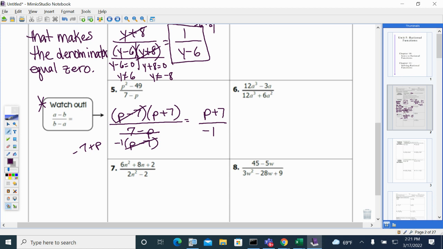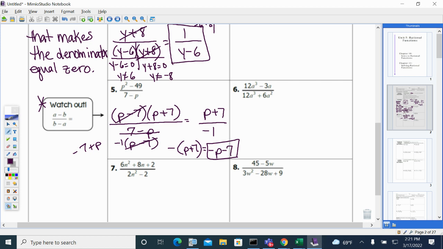And I don't like negatives in the denominator. The trick here, though, is that you can't just move that negative to the numerator, because it would be negative times the p plus 7. So your final answer here is negative p minus 7, because that's going to distribute through to that binomial.